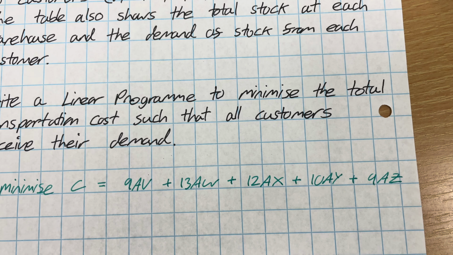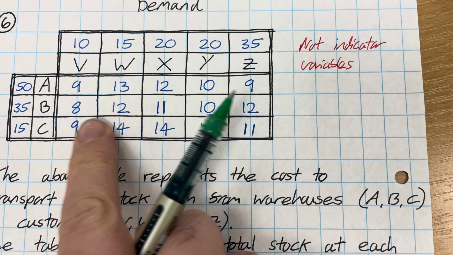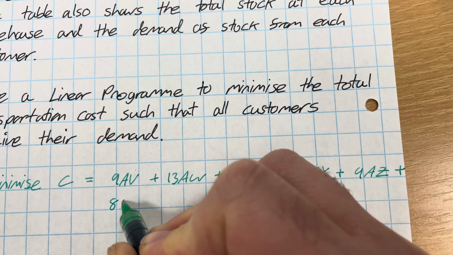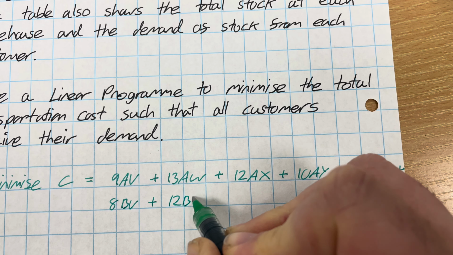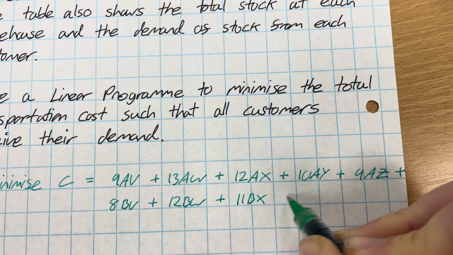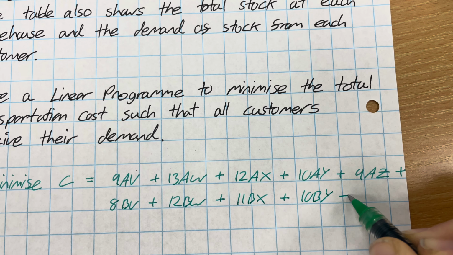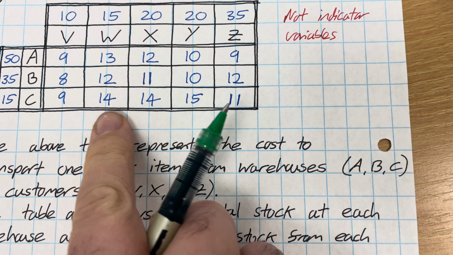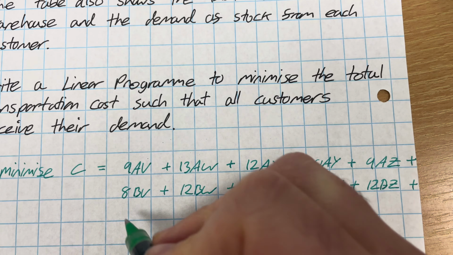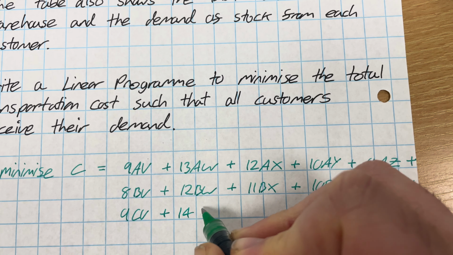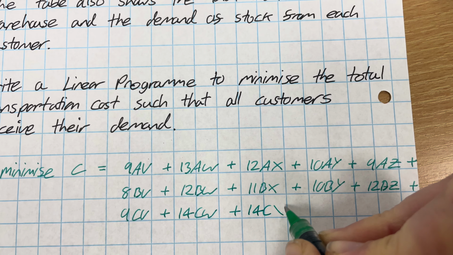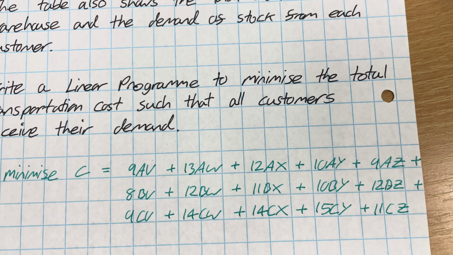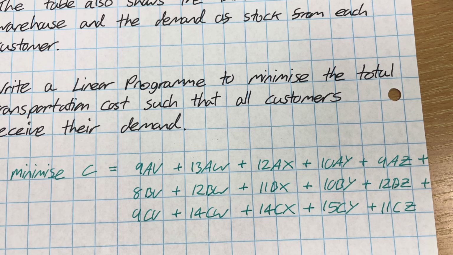And then I'm also going to have the Bs: 8, 12, 11, 10, 12. So I'm going to get plus 8 BV, plus 12 BW, plus 11 BX, plus 10 BY, plus 12 BZ. And then I'm also going to get my Cs, which are 9, 14, 14, 15, and 11. So 9 CV plus 14 CW plus 14 CX plus 15 CY plus 11 CZ. Okay, so that's my objective that I'm looking to minimize.